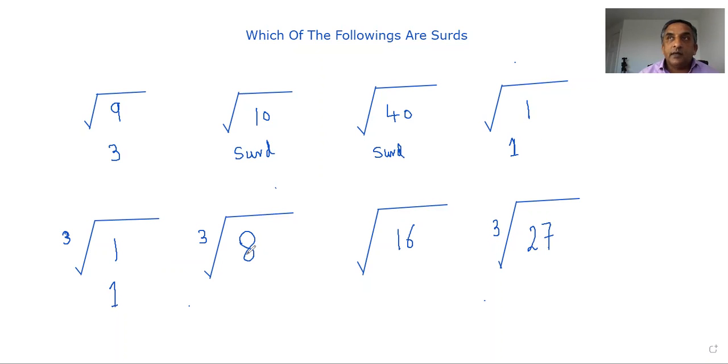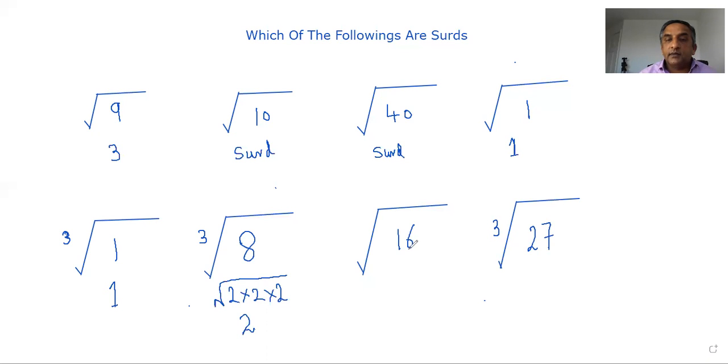The next one says cube root of 8. How do we find a cube root? Cube root is like 2 times 2 times 2. We have to find a number that, when you multiply the same number 3 times, we get 8. If we multiply 2 three times, we get 8. Because it is possible and we can work it out in our head, it is not a surd.